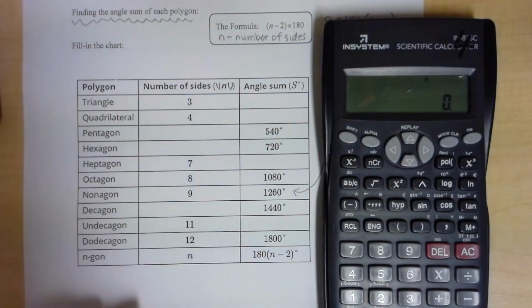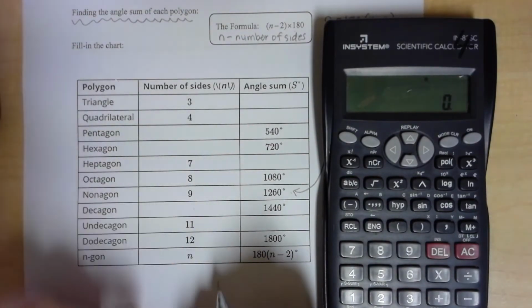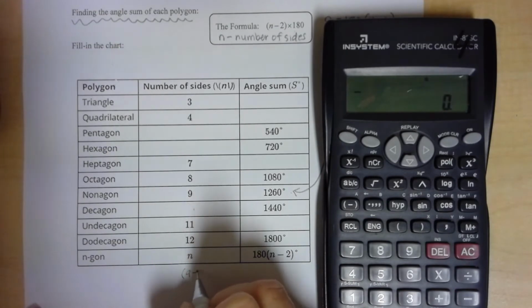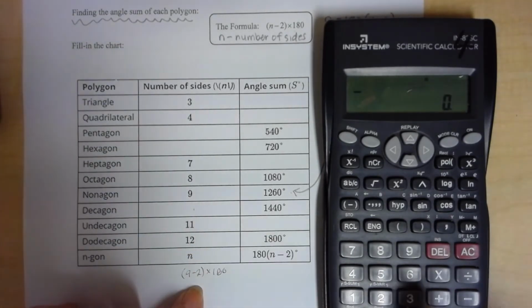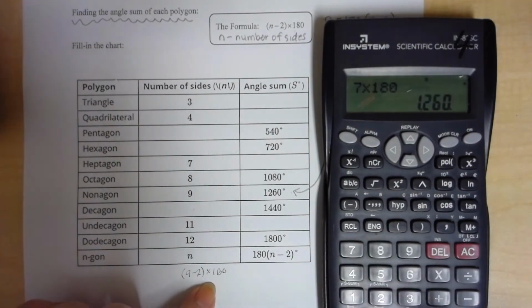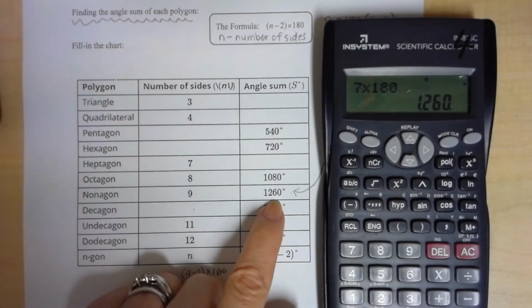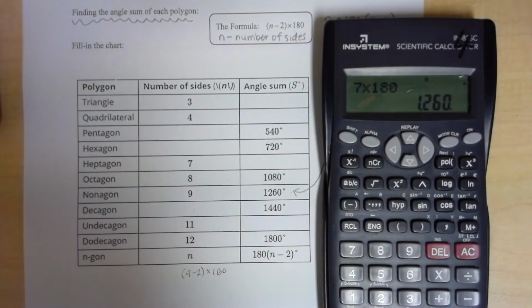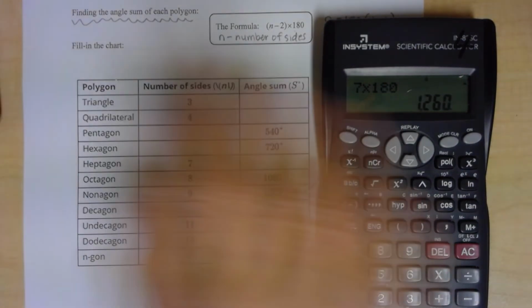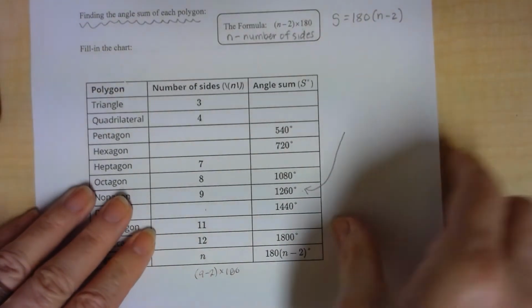So I use my formula, and the number of sides is 9. So I go 9 minus 2, and then I multiply by 180. I'm going to do 7, because that's 9 minus 2, times 180, and I get 1260. So you can see how I get all these numbers. So fill these in. I think you know these two already. And then 7 and 11, fill these in. You can pause and do that.